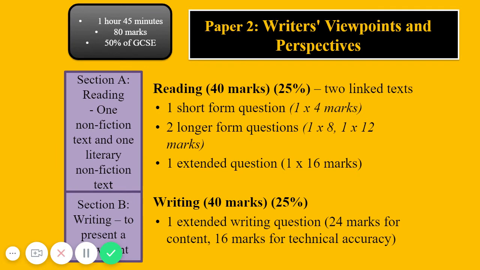Now, the second paper is the non-fiction paper, writers' viewpoints and perspectives, and this is the paper your son is currently studying. So he will have, like paper one, 5 questions, 4 in the reading section, section A, and 1 in the writing section. The slight difference about this paper is that there are 2 extracts rather than 1. One will be a non-fiction text from the 19th century, and one will be a non-fiction, usually literary, text from the 20th or the 21st century. So there's a slight difference there in the 2 texts, and also the fact that they're both non-fiction.